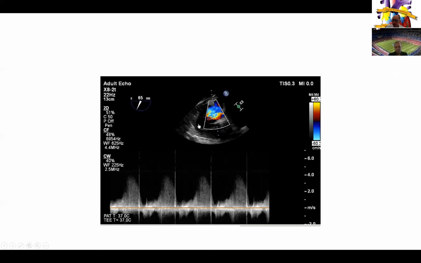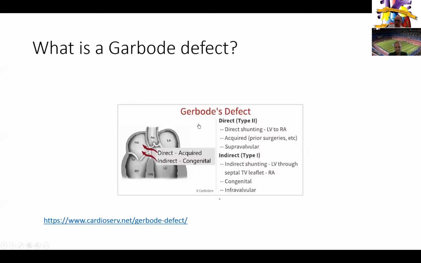So this is a continuous Doppler of that defect to ascertain where it's coming from. And you can see this is a systolic flow over 4 meters per second. Again, a huge unrestricted shunt from the left to the right side.